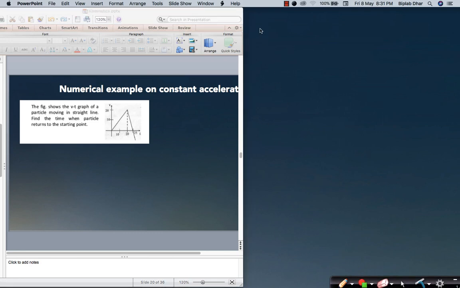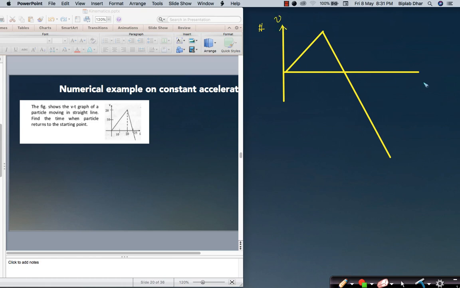So let us try to solve this question by again using the same concept, that the area under the Vt graph gives you the displacement. First draw the given graph. This is V and this is the time axis. It is given that this velocity is 20 meter per second, and this time is 20, and this time is 25.